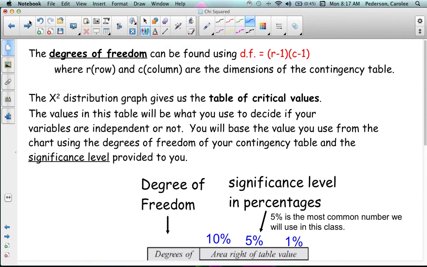How you calculate the degree of freedom is this equation right here. We take the total number of rows minus 1, times the total number of columns in your data minus 1, and then you just multiply them together to figure out your degree of freedom.